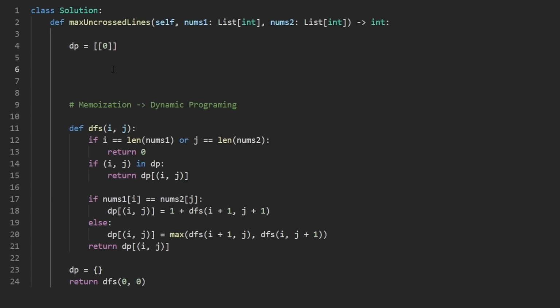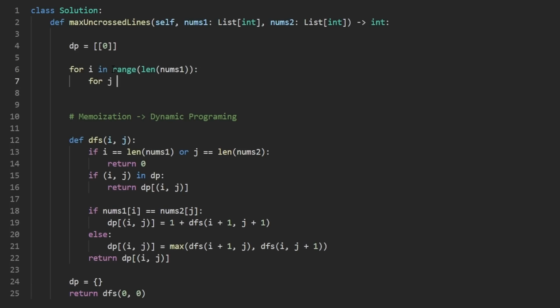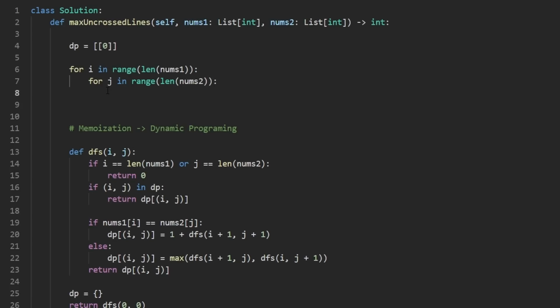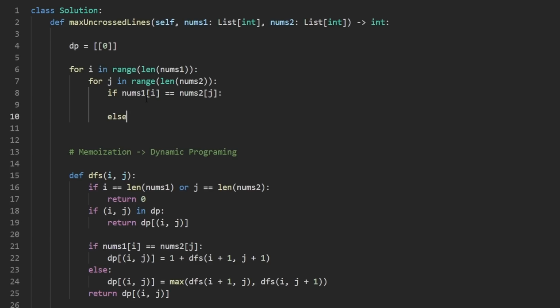of bounds error. So what I'm going to do now is say for i in range the length of nums1 and a second loop for j in range length of nums2, we're going to pretty much check the exact same thing we did in our recursive solution. We're going to check, does the number in the first array match the number in the second array? There's also the else case as well.